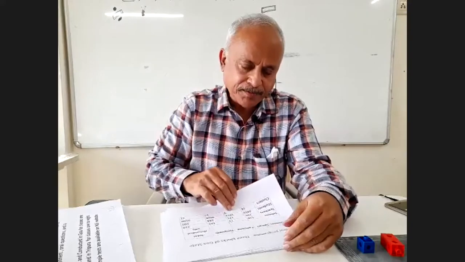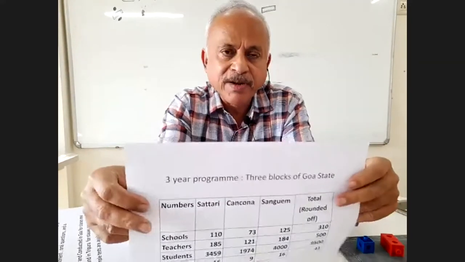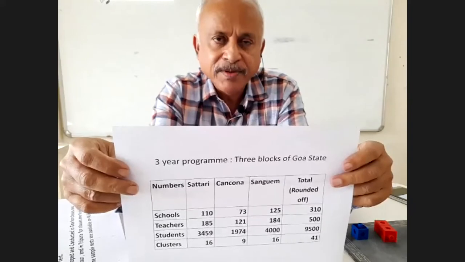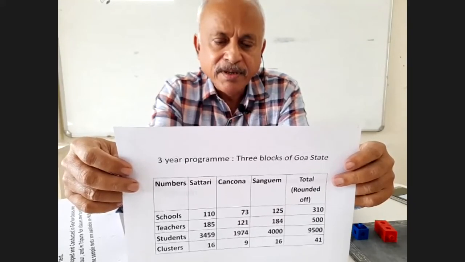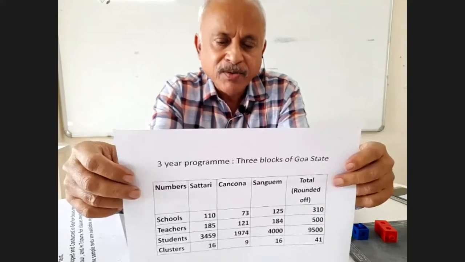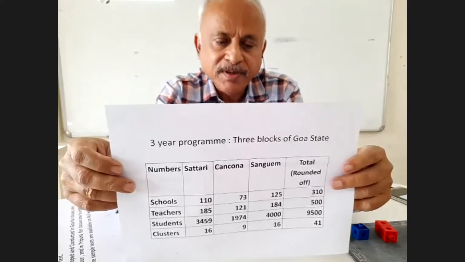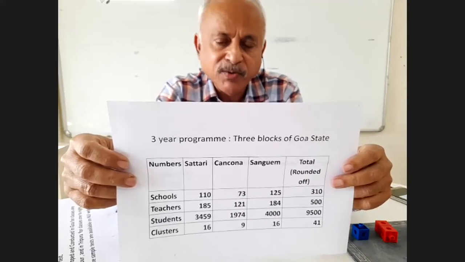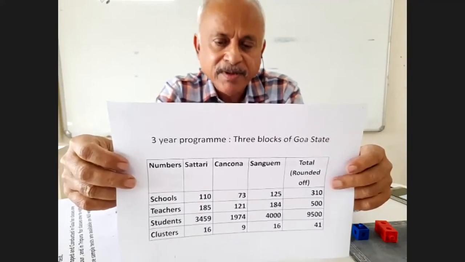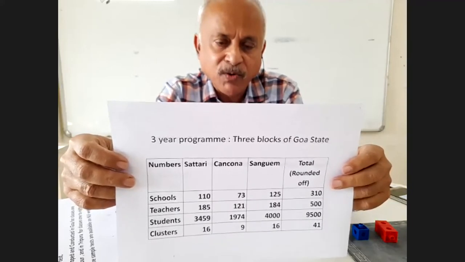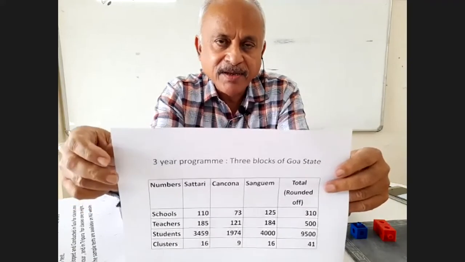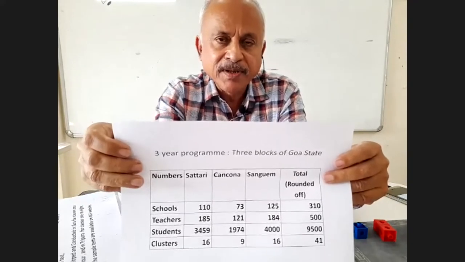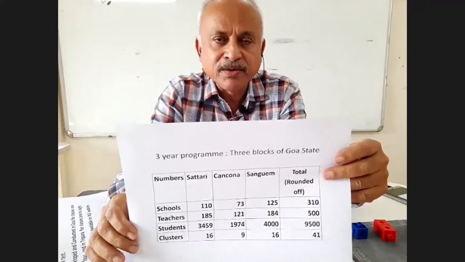In Goa, there was a three-year program in three blocks of the state: Sattari, Kangon, and Sange. I'm going to talk about Kangon, where there were 73 schools, 121 teachers, 1,974 students in 9 clusters in the primary classes 1 to 4. Navnirmiti conducted a 3-year program in the state of Goa in these 3 blocks. And at the end of each year, we were doing end-year assessments.